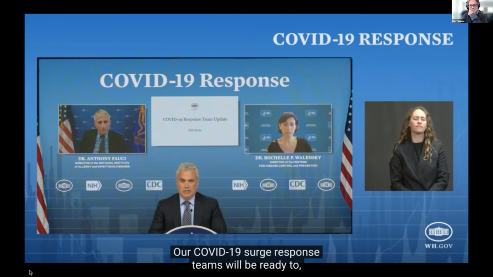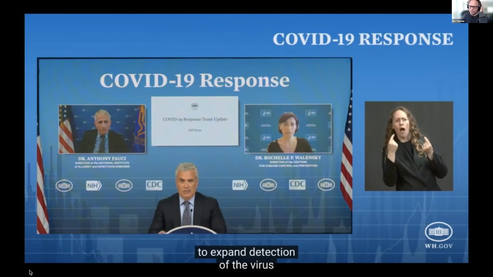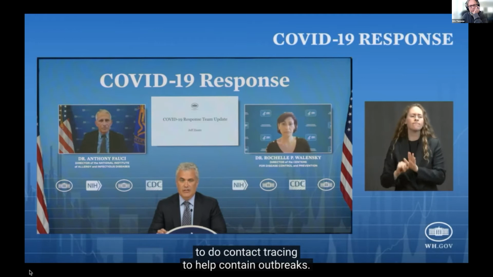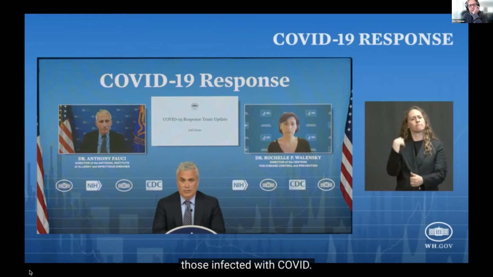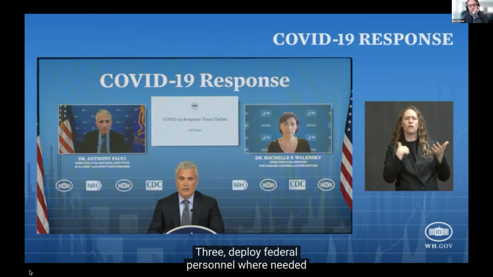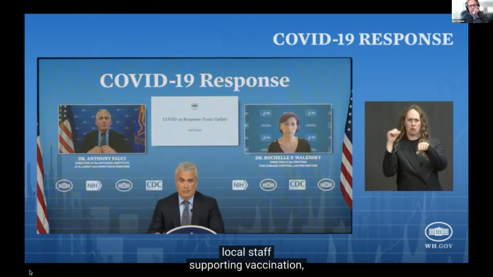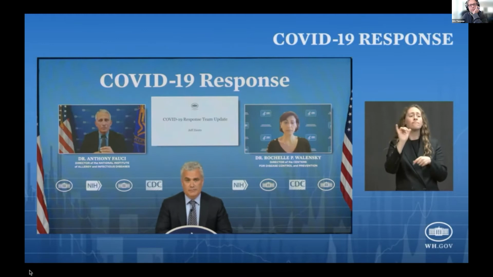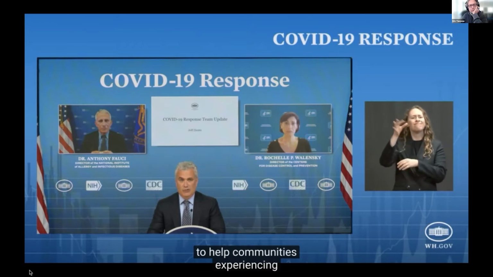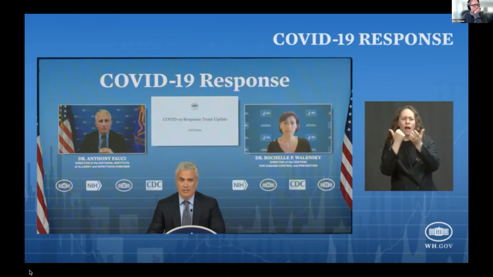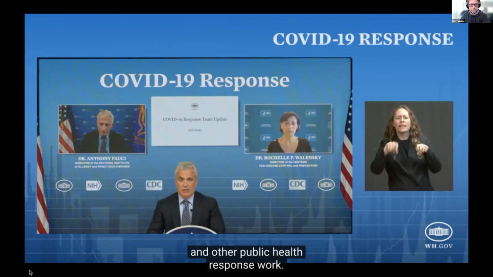Our COVID-19 surge response teams will be ready to, one, surge additional testing into communities to expand detection of the virus and allow public health authorities to do contact tracing to help contain outbreaks. Two, provide therapeutics to help treat those infected with COVID. Three, deploy federal personnel where needed and where requested to address gaps and augment local staff supporting vaccination, testing, and therapeutics work. Four, leverage CDC's technical expertise to help communities experiencing or at risk for becoming hotspots with containment, including assisting with epidemiology, data analysis, field investigations, and other public health response work.